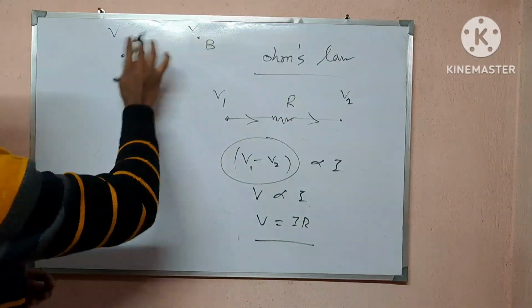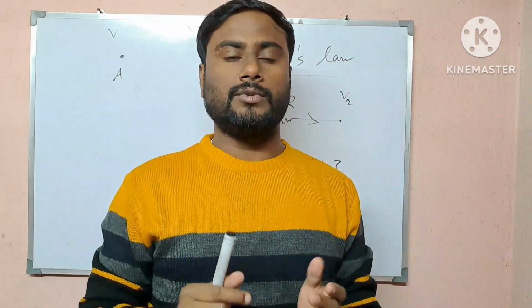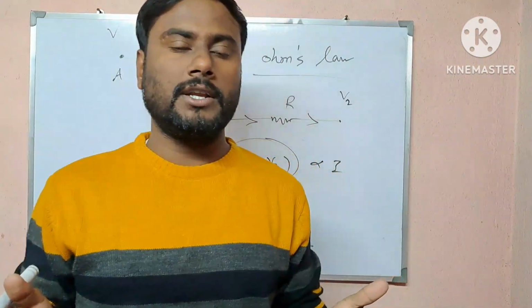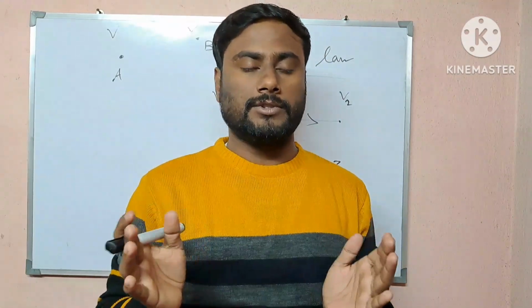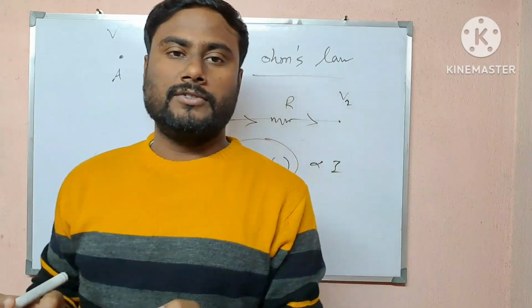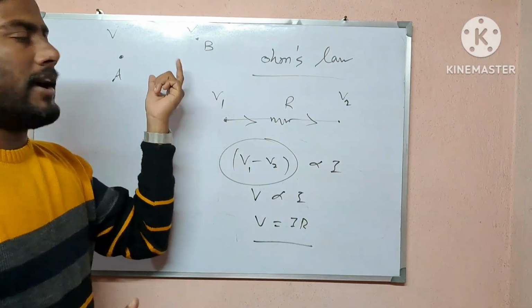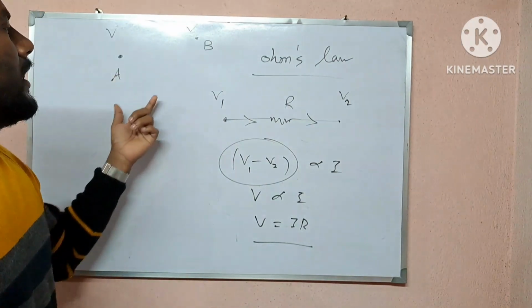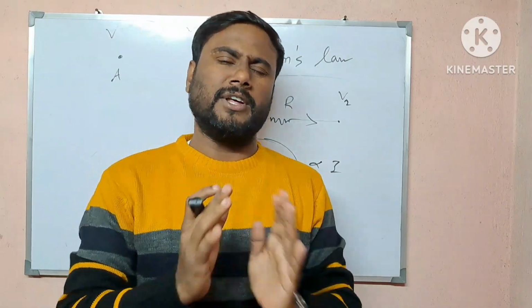That means these 2 points are called equipotential points, and in an electronic circuit, when 2 points have equal potential, they are basically the same points. Just like when two persons' DNA matches, that means they belong to the same family. Similarly, when the potential of 2 points is the same, these 2 points are called equipotential points. That means we can consider these 2 points as the same point.